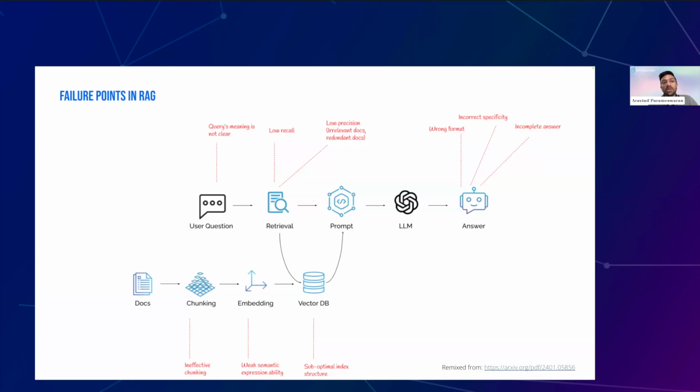Or maybe the data that you've ingested has not been stored in the most optimal format. I think some of you called out ineffective or inefficient chunking, right? That can affect the accuracy of the RAG. Similarly, the embedding model plays such an important role in the accuracy of the RAG. The embedding model that you're using may not have sufficient semantic expression ability.